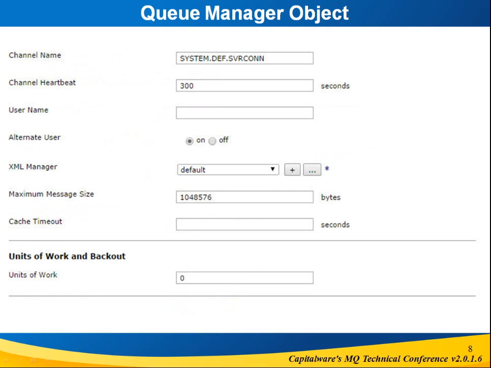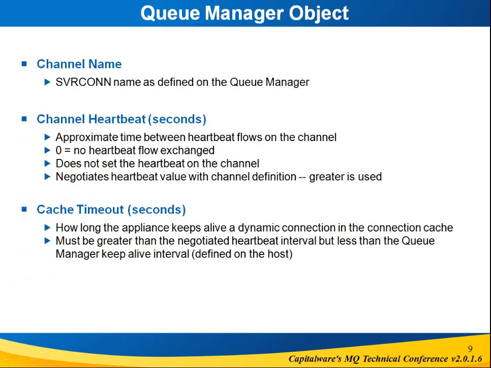Continuing on with the screenshot, if we go down a little further, we have a few other fields and parameters, and I want to pay particular attention to the last one on this screen, the units of work parameter. I'm going to be covering that in much more detail as we go forward. But let's look at some of the others here first of all. The channel name. The server connection channel name is filled into this field. It's got to be exactly as defined on the queue manager itself. That is 20 characters, A through Z, uppercase, lowercase, 0 through 9, also period, /, %, and underscore, the usual standard MQ character set that you can use. And it's got to be exactly spelled correctly.